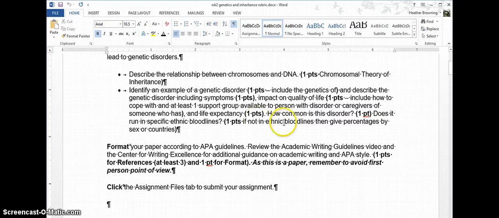How common is the disorder? So how many people have it? What are the percentages? I need numbers in here.